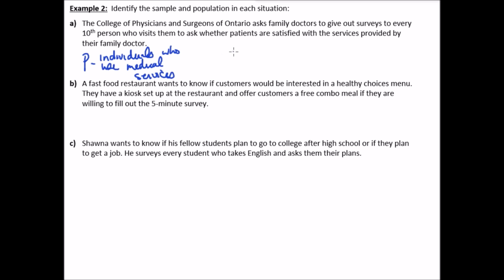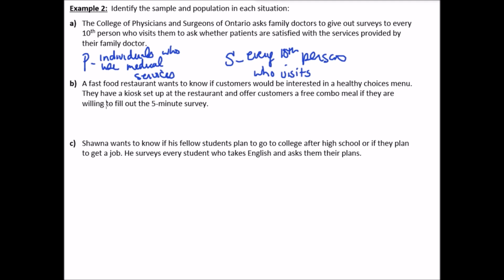Okay, and the sample they took is every 10th person, and that's it, who visits, of course. So they're not actually calling every 10th person on their roster. They're just surveying every 10th person who visits.